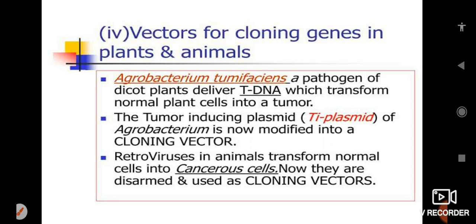Other vectors we have are retroviruses, which are used in animals that transform the cells into cancerous cells. And now they are disarmed and used as cloning vectors.